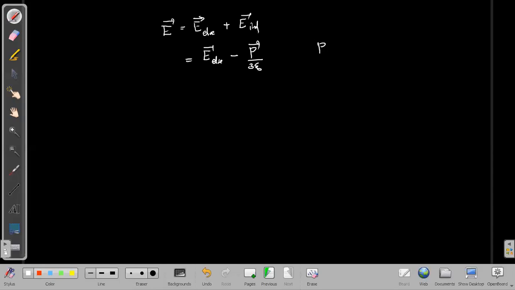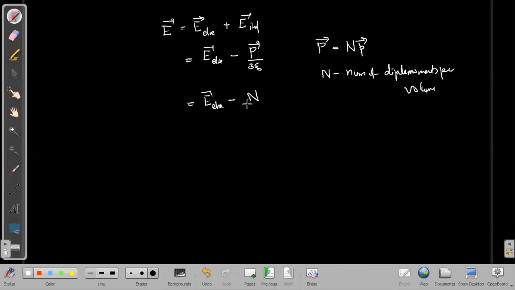Okay, so remember this capital P represents the polarization, and polarization is the dipole moment per unit volume. So suppose capital N is the number of atoms or number of dipole moments per volume, then the polarization I can write as capital N times small p. Okay, so therefore this becomes E_l minus N times P by 3 epsilon 0 times small p.